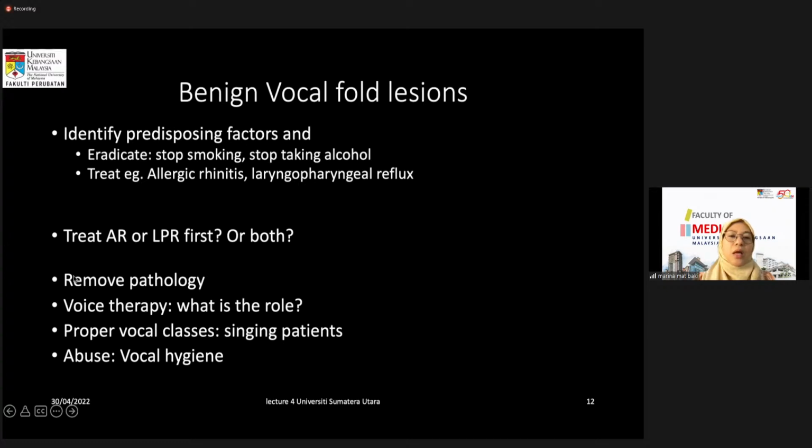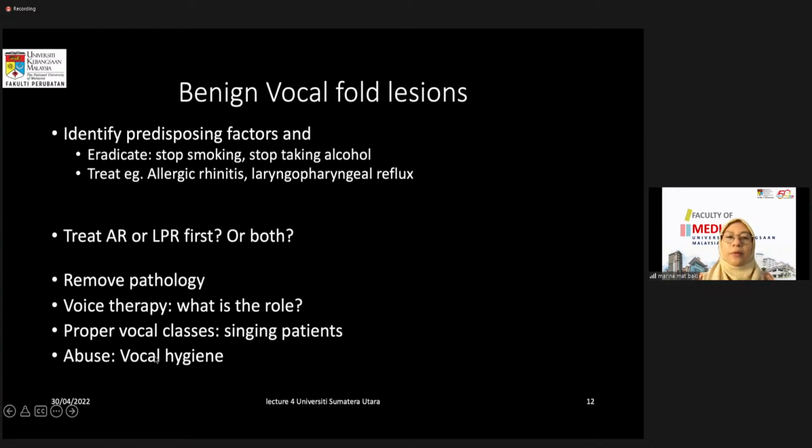And when you have benign vocal fold lesions, of course you need to remove the pathology, but not all the time. So we're going to discuss this. And after this, I'm going to discuss what is the therapy, what is the role of voice therapy. Okay. And for singing patients, of course, you need to treat the condition, and when they want to start singing again, if they don't have any vocal classes, they need to go for vocal classes to prevent the same problem from recurring. And you need to educate the patient on vocal hygiene.